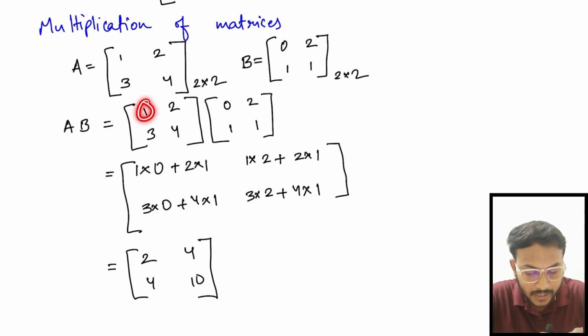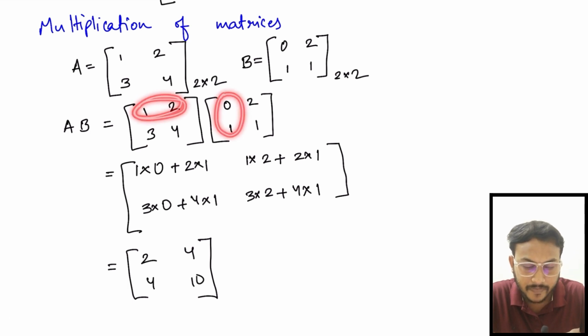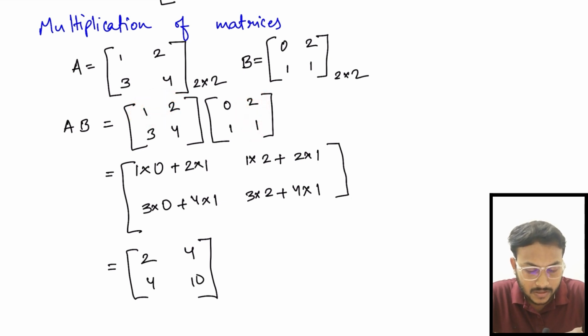So multiply the corresponding elements and add them. So 1 into 0 plus 2 into 1. This is how you will get the first element of the resultant matrix, the product matrix. Then after multiplying the elements of the first row and first column, we have to move to the first row and second column. So 1 into 2 plus 2 into 1. Multiply the corresponding elements of the first row and second column and add them. That is why here plus.